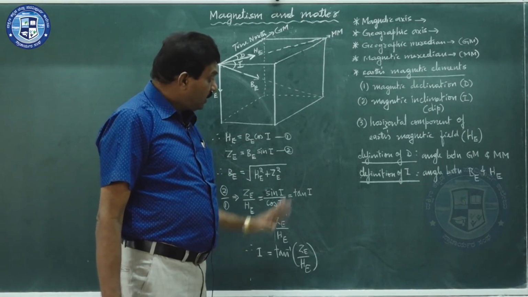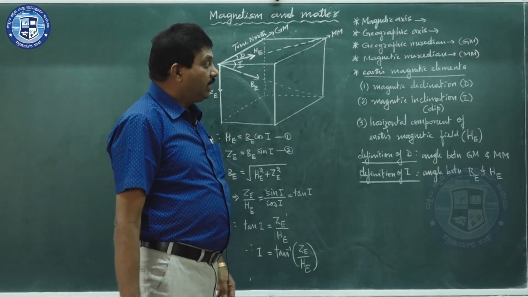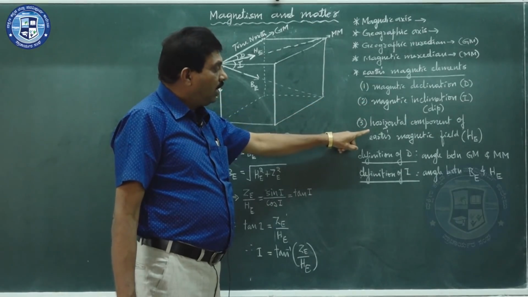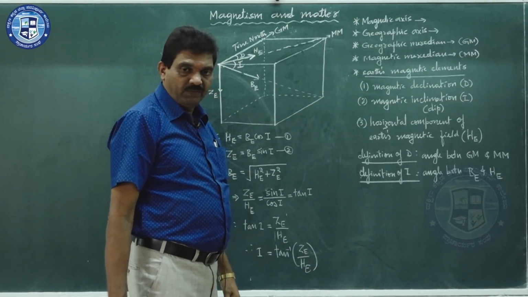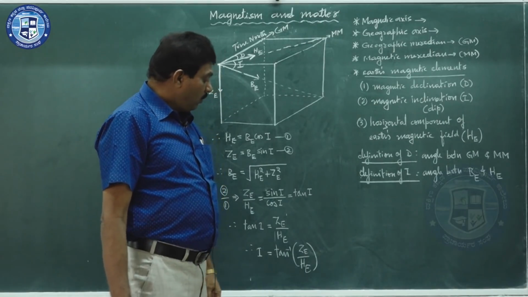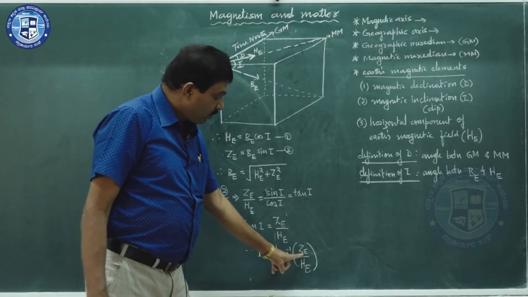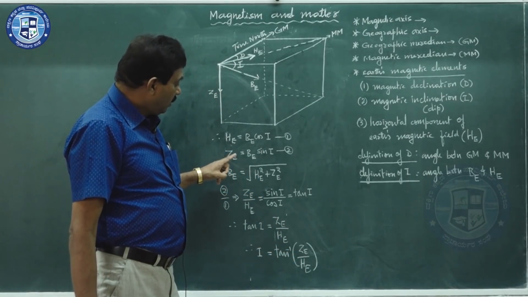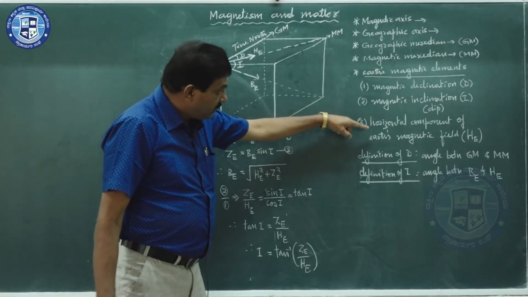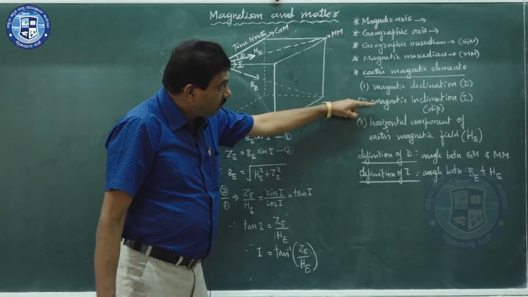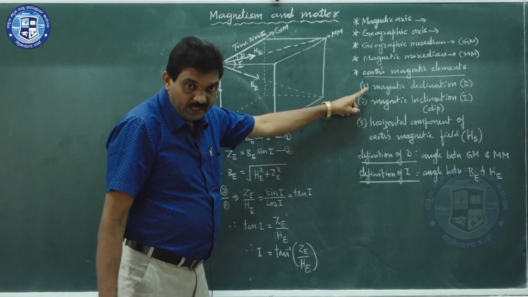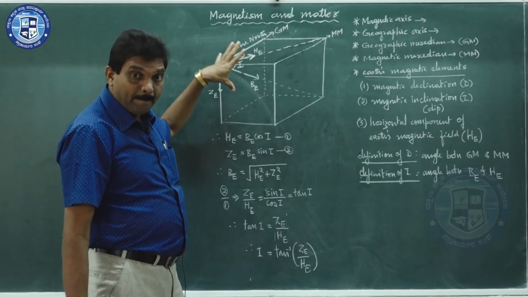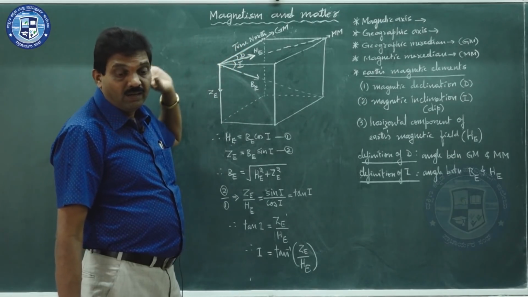Okay. So, this is how the three magnetic elements, magnetic declination, magnetic inclination and the horizontal component of the Earth's magnetic field, are introduced. With the help of the horizontal component of Earth's magnetic field, that is HE, then dip, magnetic dip, and magnetic declination, using these three, you can study the complete magnetic field of the Earth.